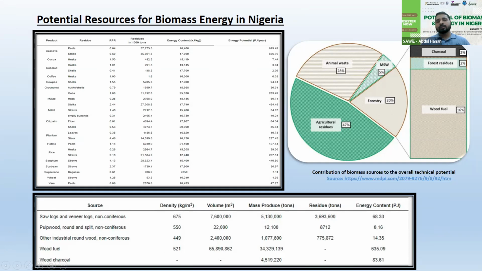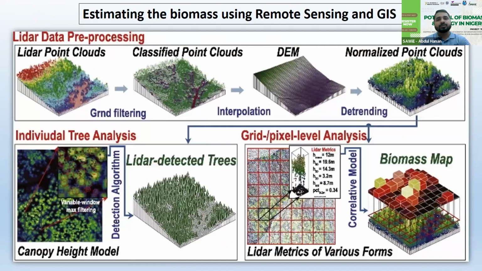Now, the estimation of biomass using remote sensing and GIS: what type of data sets we are using, and how we can compile and interpolate these data sets. This is the methodology in brief. Some of our colleagues have already described GIS, and land use and land cover classification, so all those topics are covered.